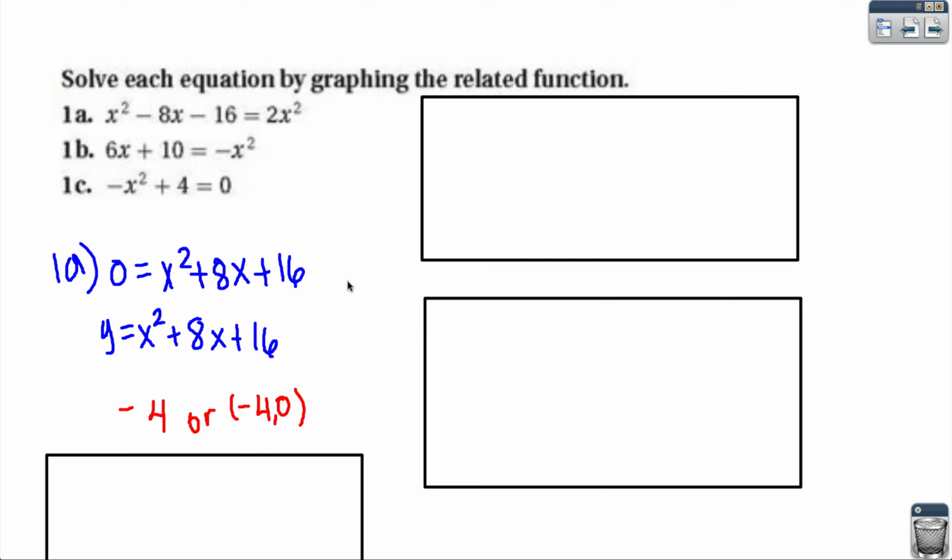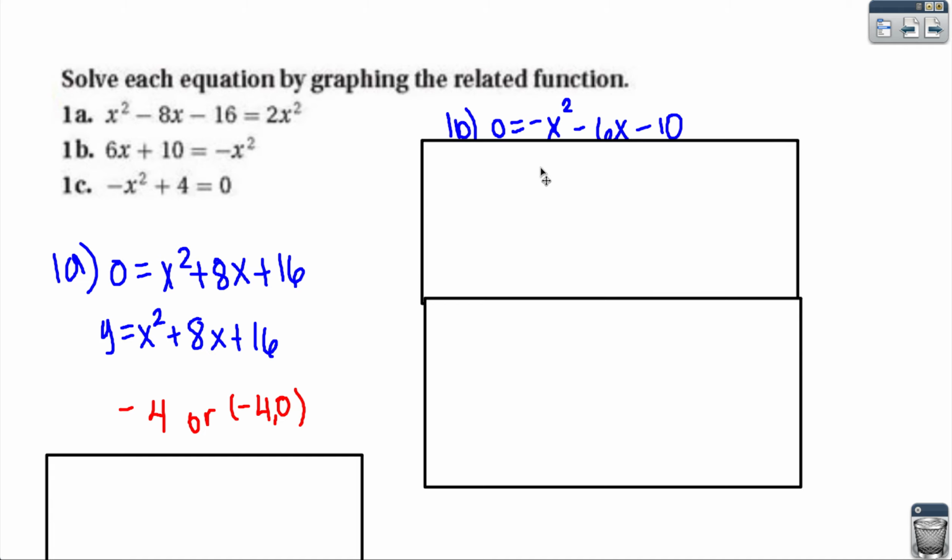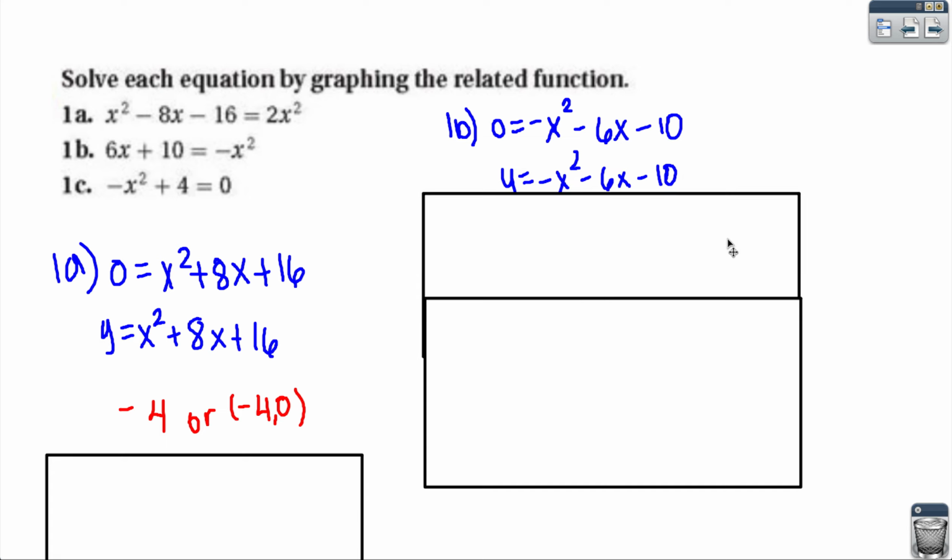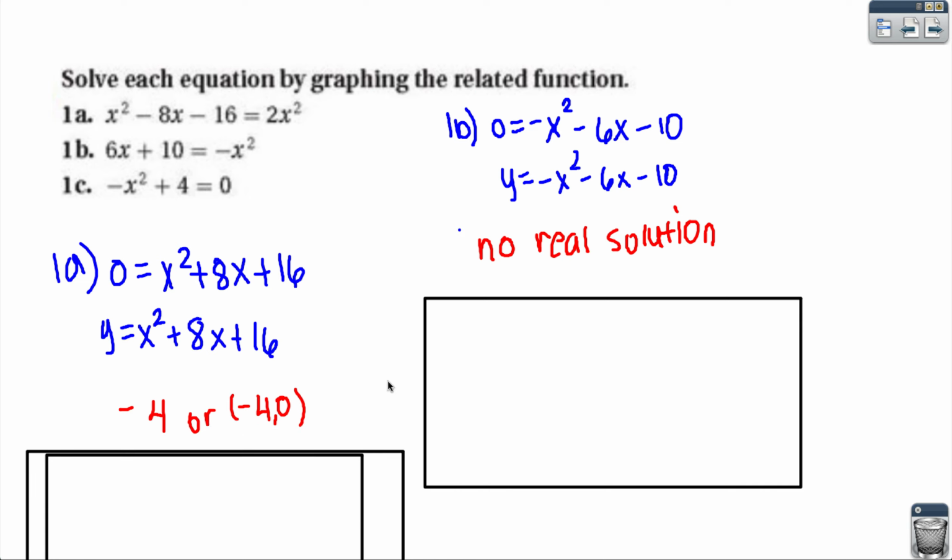All right, awesome. In the second one, notice how the negative x squared is on the right side, which means you want to move everything on the right side, wherever the x or the leading term is, to the other side. Here's your related function: y equals negative x squared minus 6x minus 10. When you graph it, it's a function opening downward. Please confirm that there are no real zeros. The graph doesn't cross the x-axis. Or there are no real solutions or no real zeros. They mean the same thing.